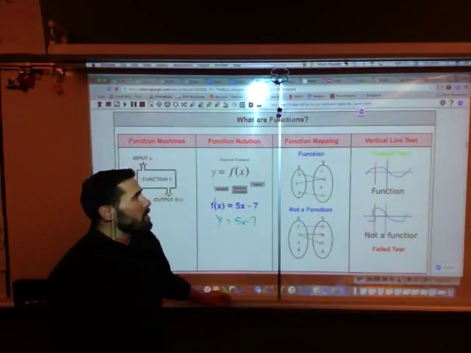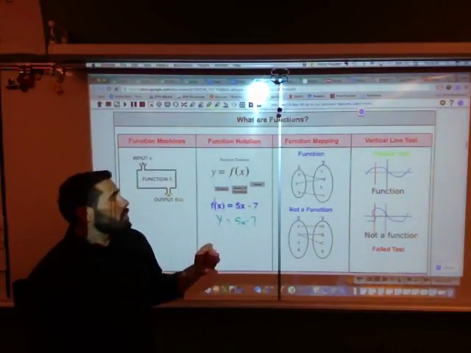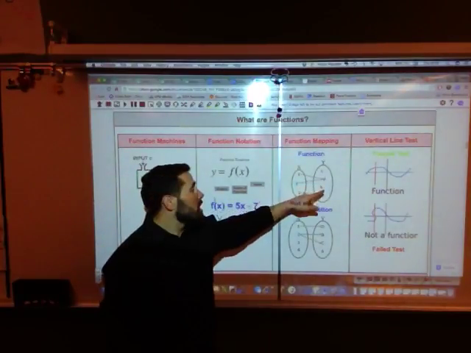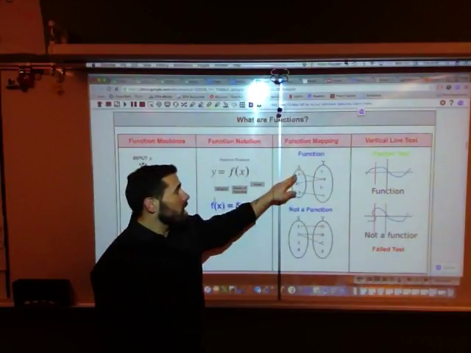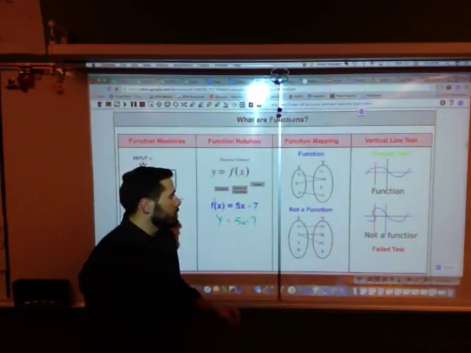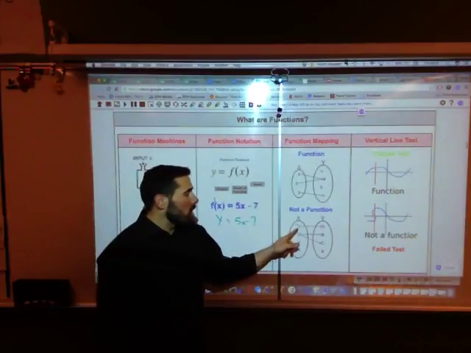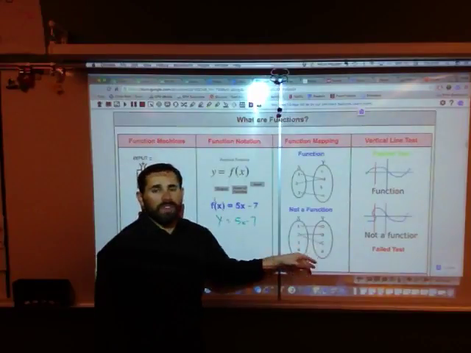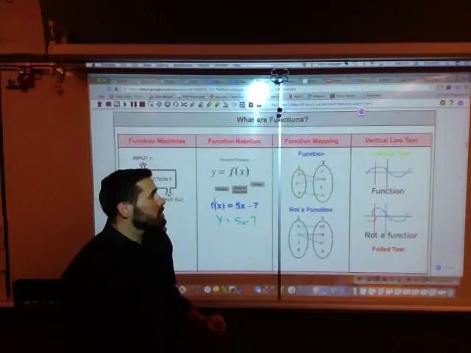Now we have mapping notation. Every input has to have one output, so this is just mapping it. I input a 1, it gives me out a D. I put in a 2, it gives me out a D. That's actually okay, because the x is only getting one output. I put in a 3, I get a C. That is a function. Down here is not a function. Put in a 1, I get a capital D. Put in a 2, I get a capital B and a capital C. It's two outputs. Can't have two outputs, so that's why it fails as a function.